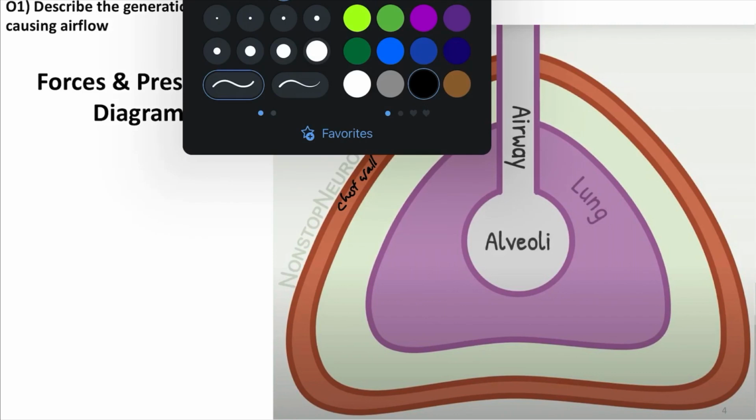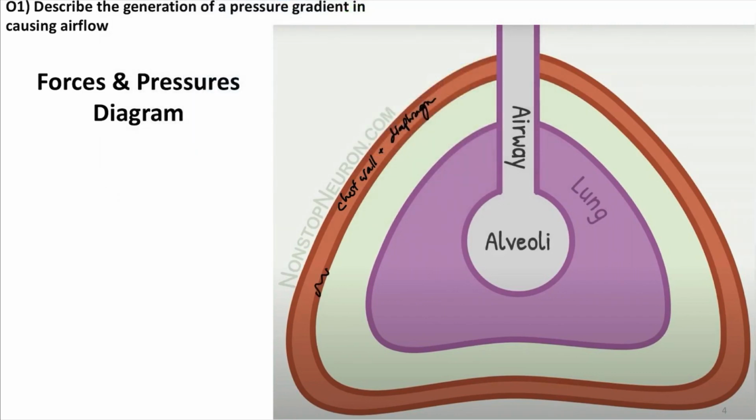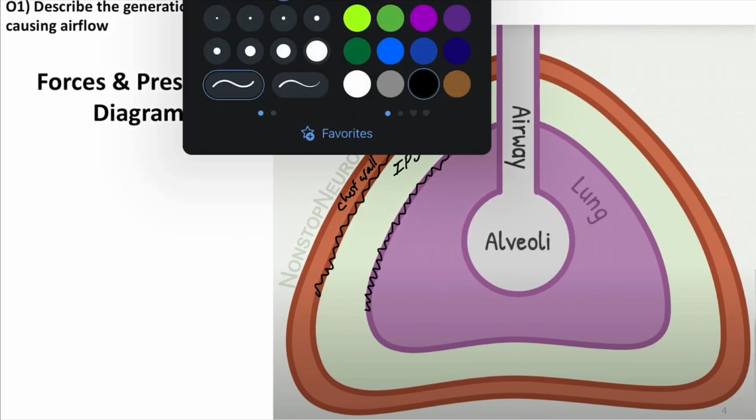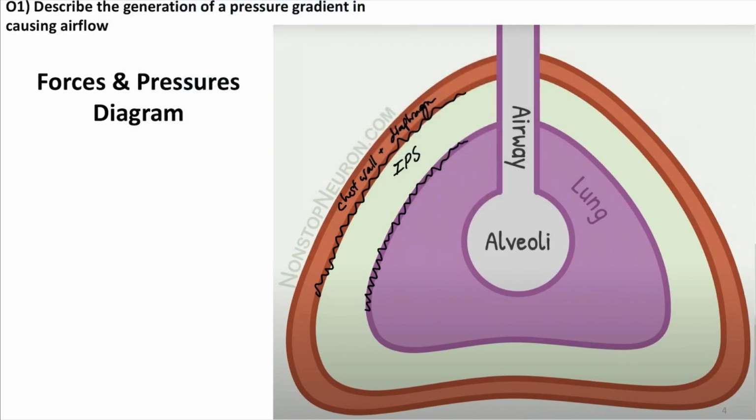And this is of course tied to the parietal pleura, as our professor had talked about. And then over here, you have the interpleural space, so the IPS. This interpleural space lies between the visceral pleura that is on the outside of this lung. And there is a pressure associated with the interpleural space. Let's call it the PIP.